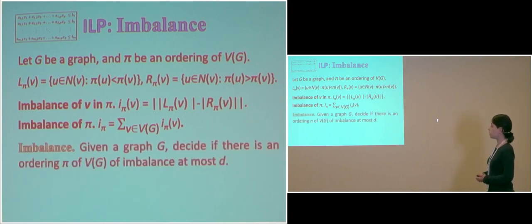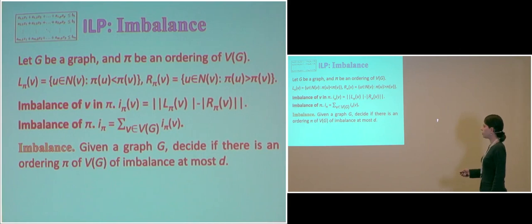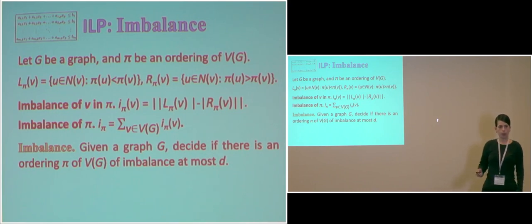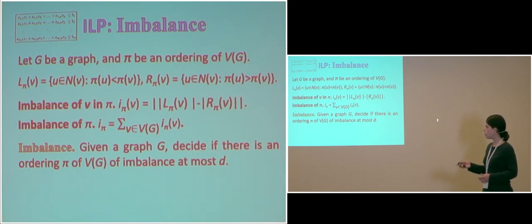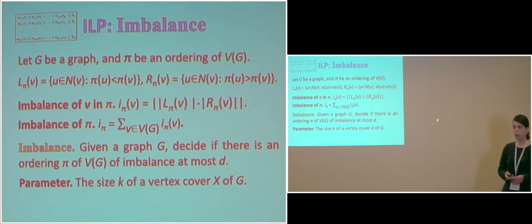So what is the imbalance problem asking us to do? Given a graph G and a number D, we ask ourselves if there is an ordering pi of the vertices of G such that the imbalance of this ordering is at most D. Now, to demonstrate the approach of ILP, we will use the following parameter, which is the vertex cover of G. This will be our parameter.